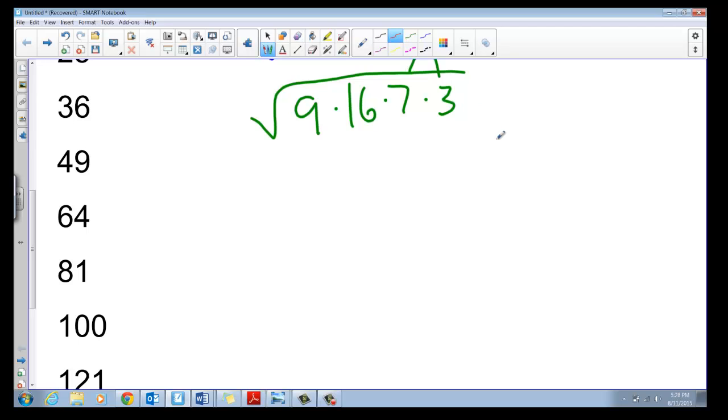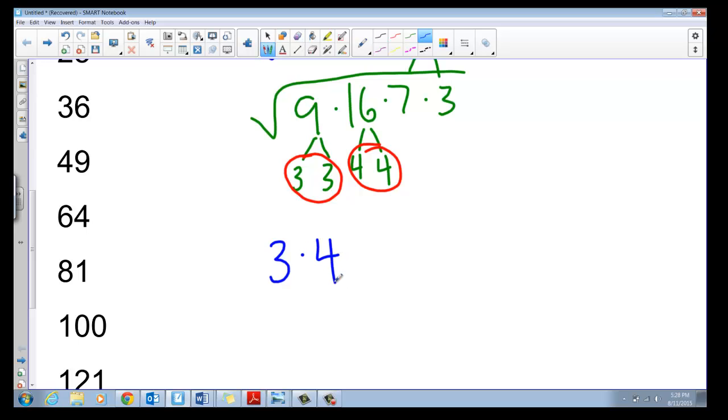Because 7 cannot be broken down anymore, 3 can't be broken down anymore, and I know the square root of 9 and 16. So I know the square root of 9 is 3. I know the square root of 16 is 4. And I'm just doing the pairs here just so you guys have a visual. I don't want to skip any steps for those of you that like circling pairs. But we know that the square root of 9 is 3. The square root of 16 is 4. And we don't know the square root of 7 or 3.